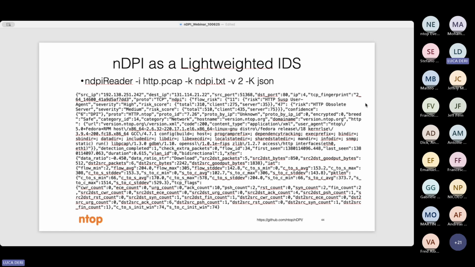nDPI can also be used as a lightweight IDS. In nDPI you can export data in JSON format. So this is an example. As you can see here, we're exporting as much information as possible. So in a way, this is similar to what you have with other popular IDSs, but with DPI.